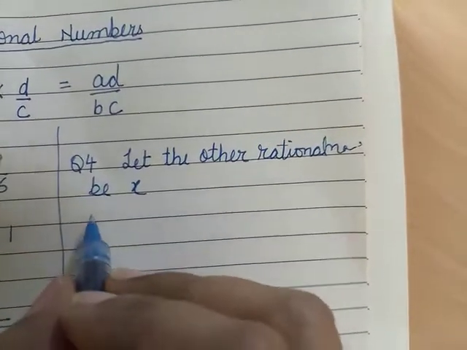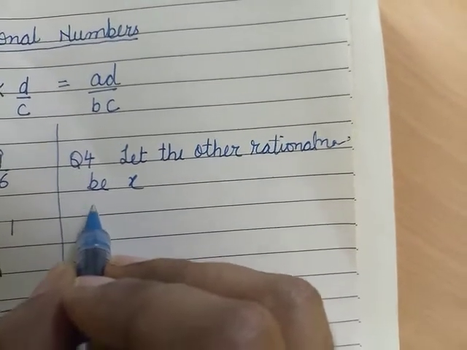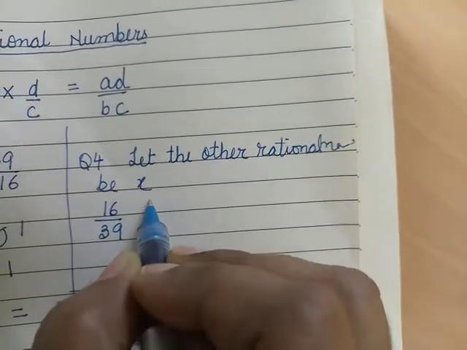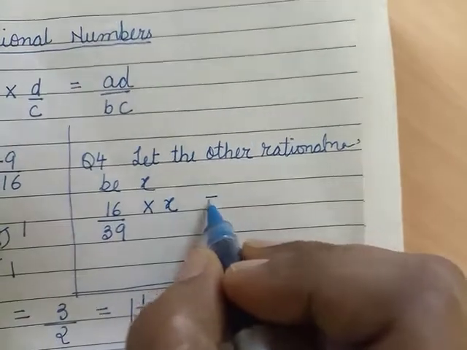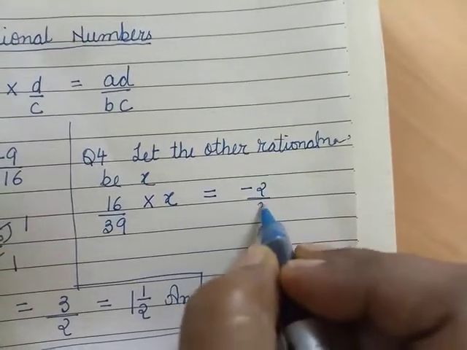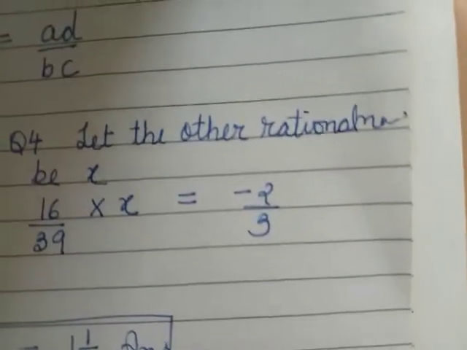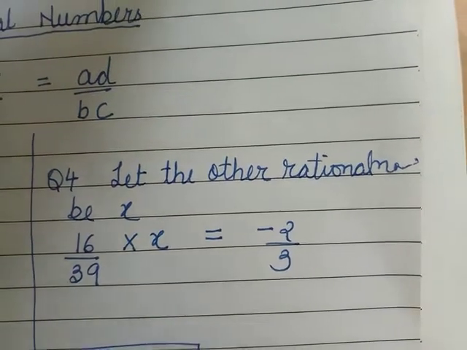Then we write the mathematical expression. One of the rational numbers is 16 by 39. The other we let is x. And the product, meaning multiplication, is how much? It is minus 2 by 3. Okay, so we have written the mathematical expression. Now we find the value of x, that is the other fraction.